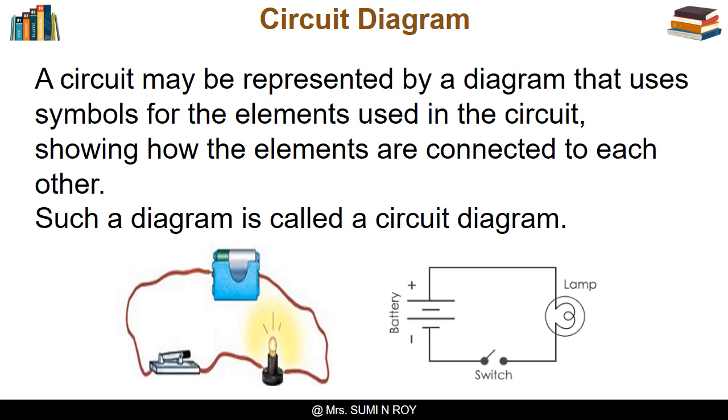A circuit may be represented by a diagram that uses symbols for the elements used in the circuit, showing how the elements are connected to each other. Such a diagram is called a circuit diagram.